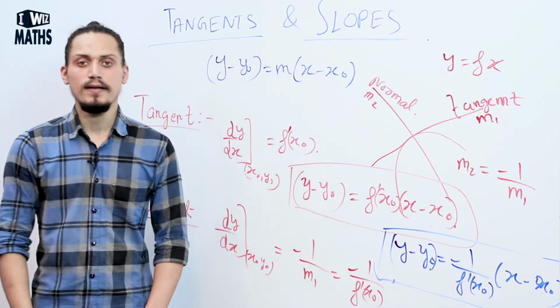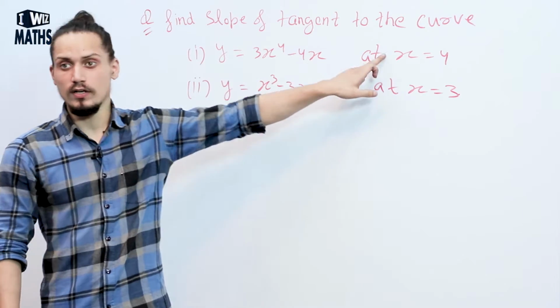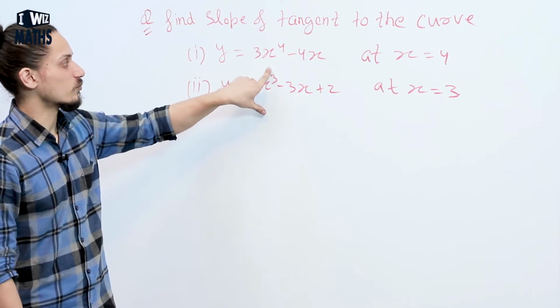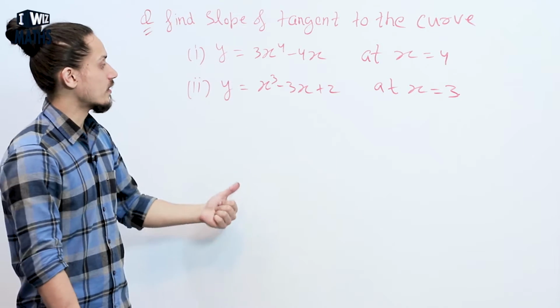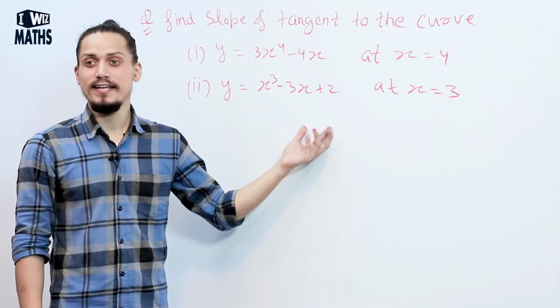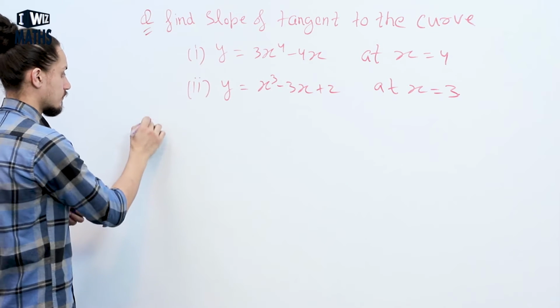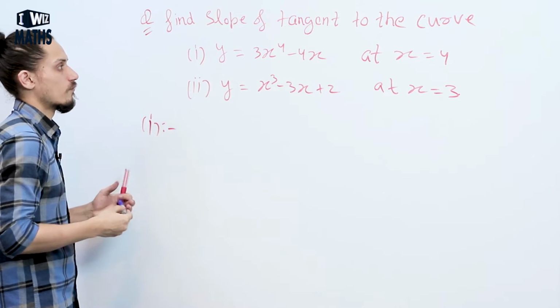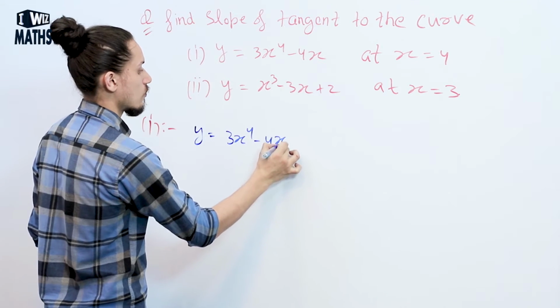Now let's look into some examples. In this example we have to find the slope of the tangent to the curve. The first curve is y is equal to 3x raised to power 4 minus 4x at x is equal to 4. The second curve is y is equal to x cube minus 3x plus 2 at x is equal to 3. So for the first curve we have y is equal to 3x raised to power 4 minus 4x.